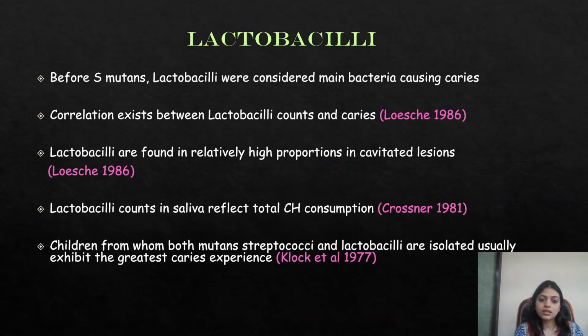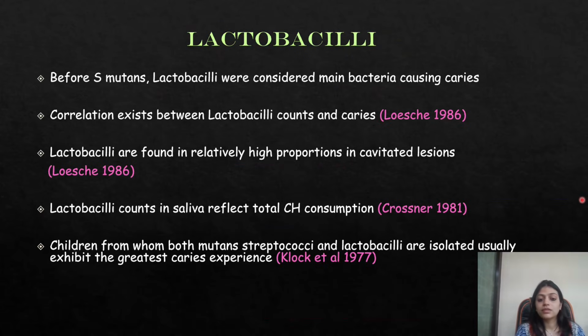Then lactobacilli is another important microorganism which leads to progression of dental caries. Before Streptococcus mutans was discovered, lactobacilli were considered the main bacteria causing caries. There is a correlation between the lactobacilli count and caries. They are found in relatively high proportions in cavitated lesions.